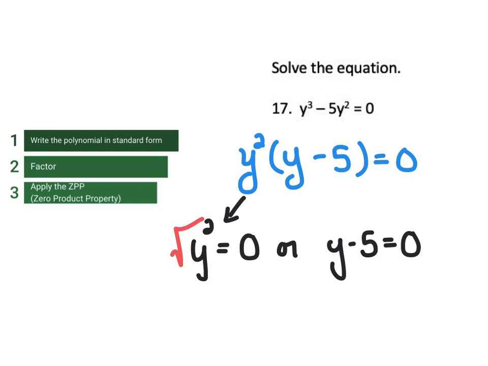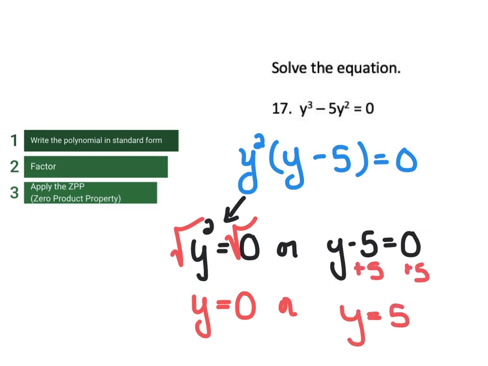How do I solve the first? I would take the square root of both sides, which would produce y equals 0, or here I would add 5, and I get y equals 5. Now, the one thing I want to point out is that in this particular answer, 0 is there twice. It has what we call multiplicity 2. So I'm just going to write that underneath of here, multiplicity 2. So your three solutions are y equals 0, y equals 0, or y equals 5.